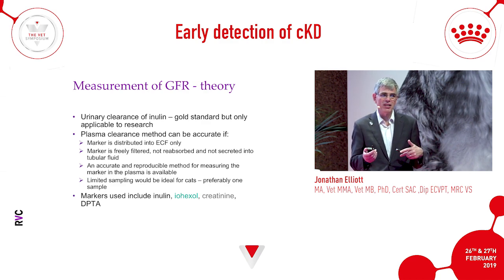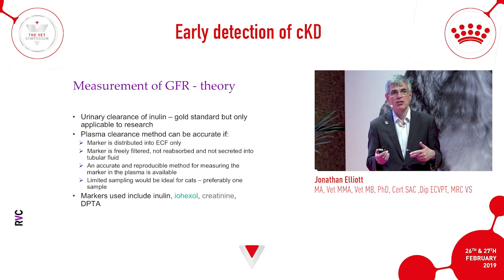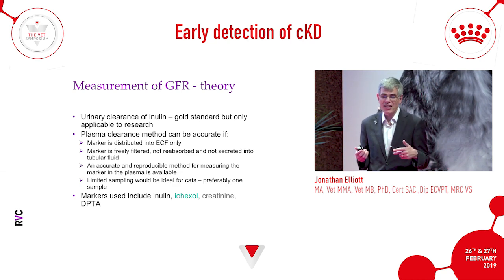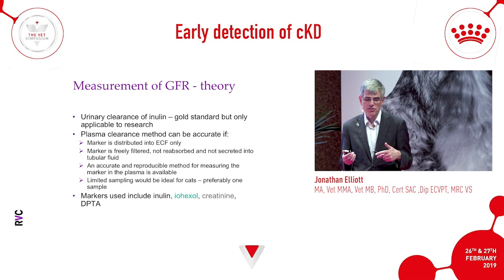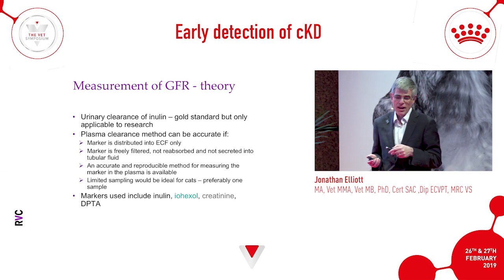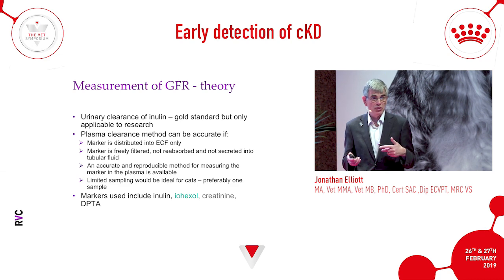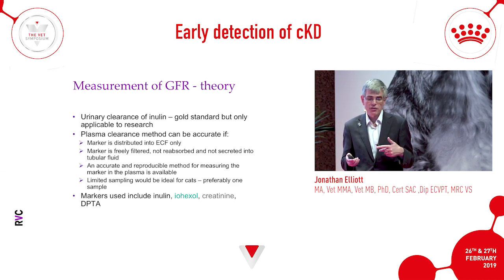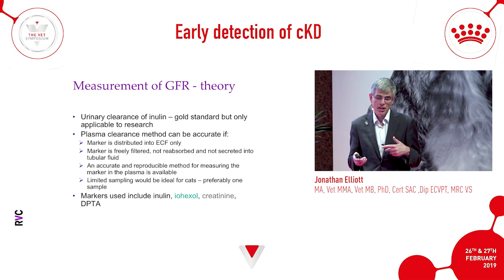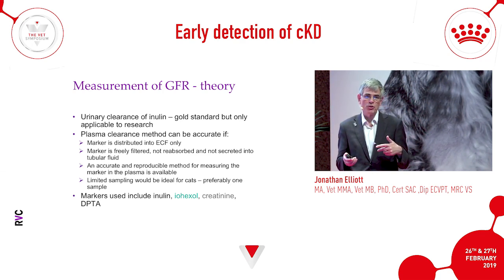And actually, it turns out that inulin has a proportion of the dose excreted in the bile, and so is not as good a marker for plasma clearance methods as some of the others. And the one that we actually use is iohexol. Iohexol fits these criteria. It's distributed only in the extracellular fluid, it's freely filtered, it's not reabsorbed, and it's not secreted into tubular fluid.